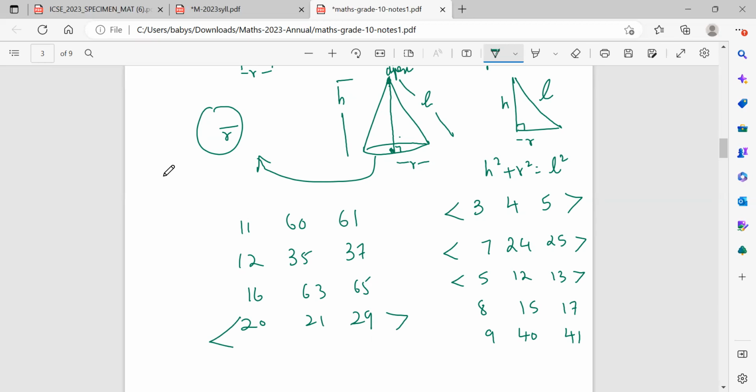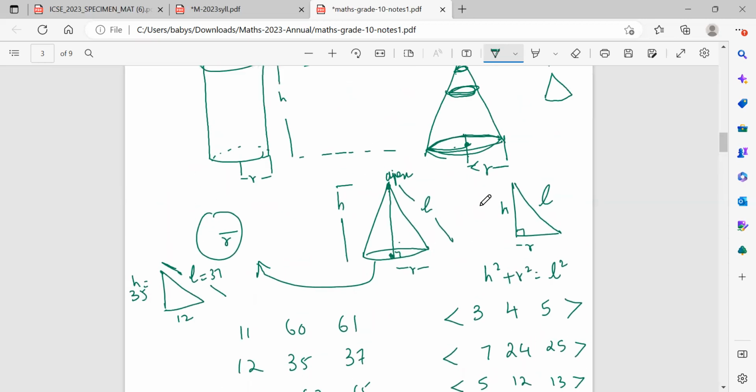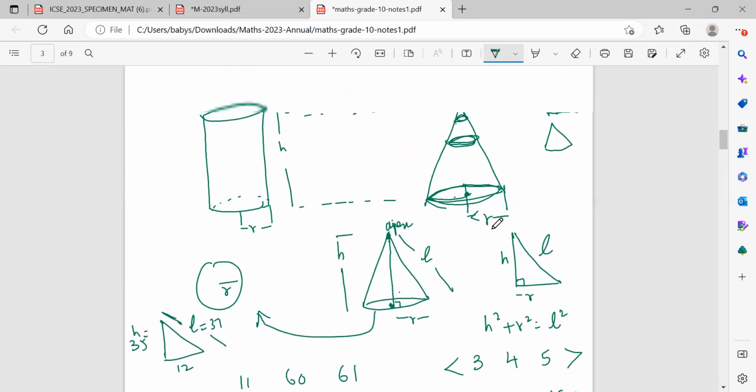So let's say I give you the base radius as 12, okay, and the height, h, is 35. Then automatically, using the triplets, we can infer that the slant height is 37. I can immediately say that, right? Because they have a triplet relationship: h square plus r square is L square.